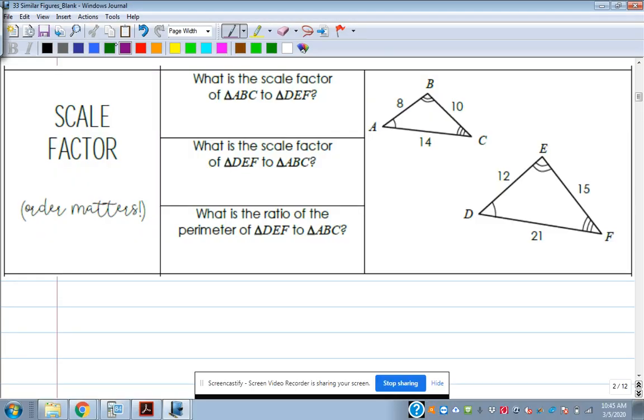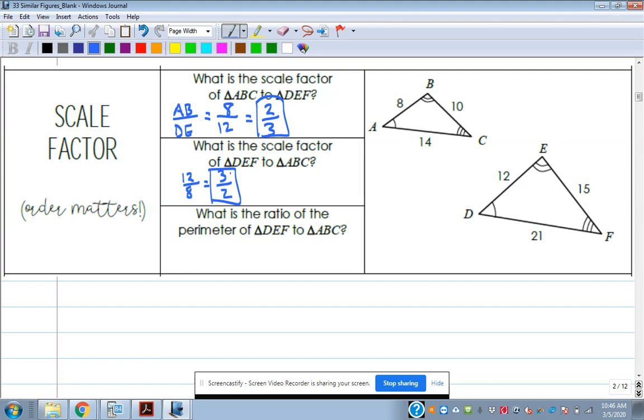Why does it do that randomly? I don't know. AB over DE, and that'll be AB is 8, DE is 12, and that reduces to 2/3. Okay. That's the scale factor. That's what you're finding when you do the scale factor. What's the scale factor if it's written the other way? Triangle DEF to triangle ABC. It's the reciprocal of that because you do 12 over 8, which is 3 over 2. So the order that the similarity is written in matters.